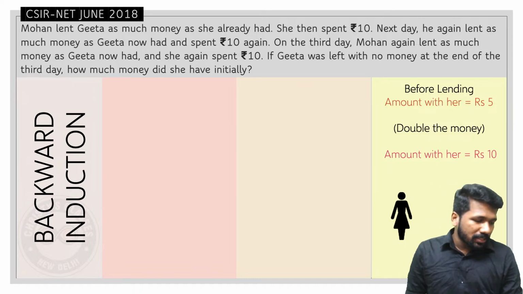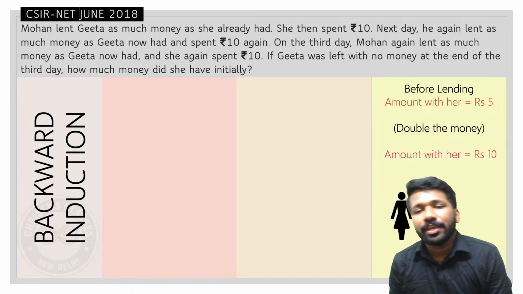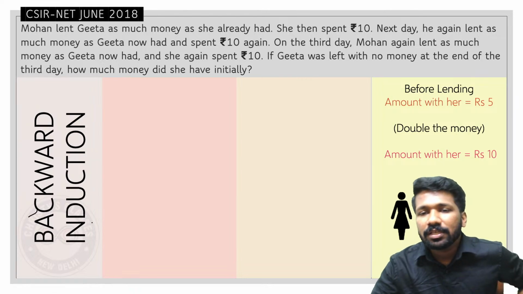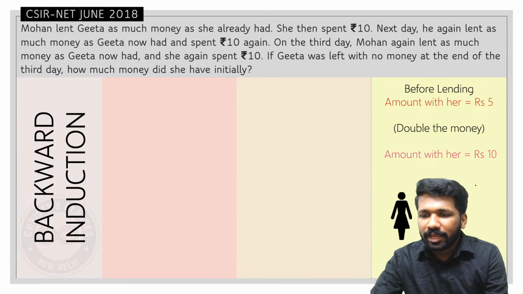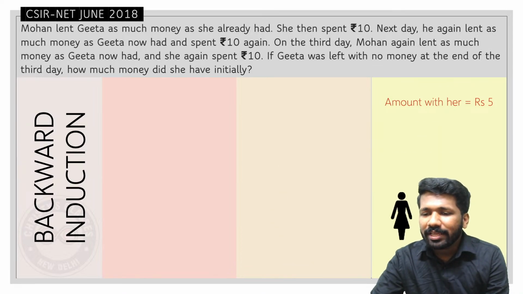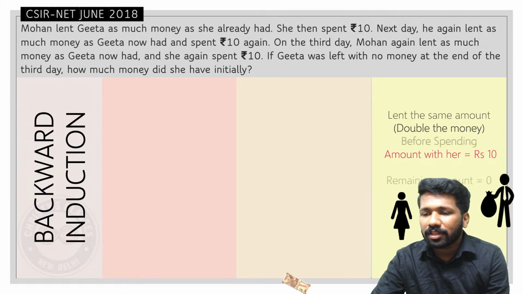Okay, so let us discuss this question. All of you read the question, I guess. Very fast we will discuss. Geeta was left with no money at the end of the third day. So at the end of the third day she had no money, which means why did she have no money at the end of the third day?